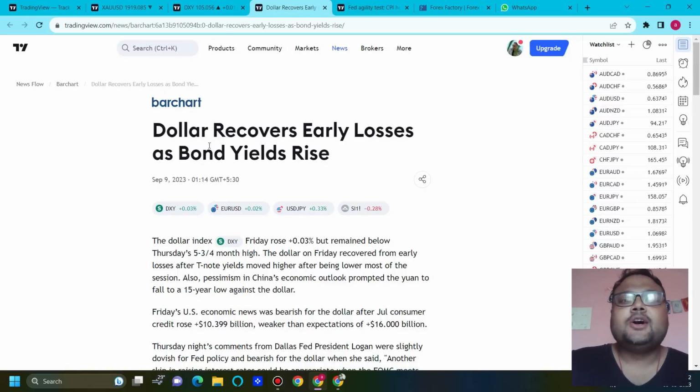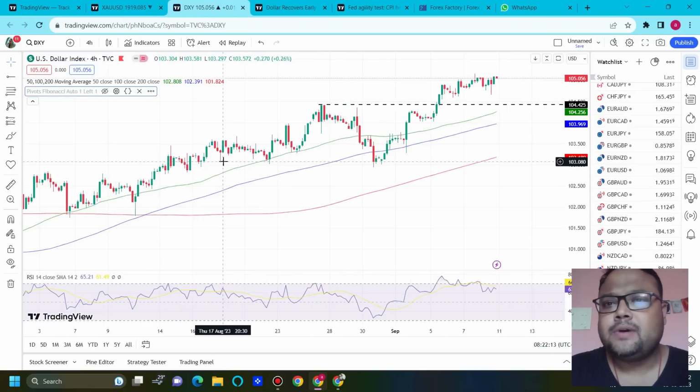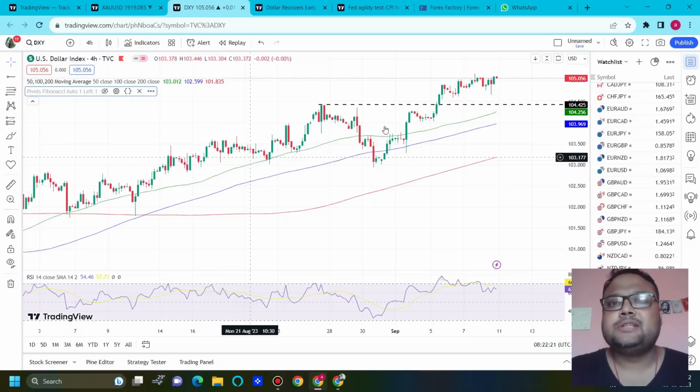Dollar recovers early losses as bond yields rise. You can see here this is the chart of DXY. As we have been discussing for the last couple of days and weeks, DXY is bullish, there is no doubt. Both fundamentals and technicals are pushing DXY towards the upside.